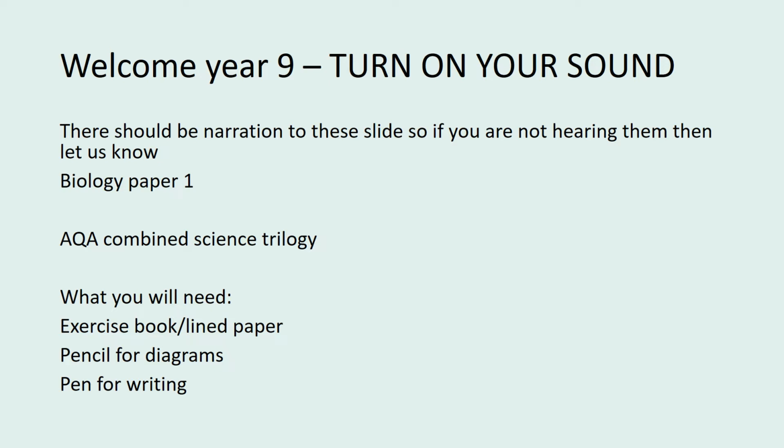So, as usual, hopefully you've got your sound on, otherwise you won't be able to hear my descriptions as we go through these slides together. Just a reminder, what we are currently studying is under the Biology Paper 1 of AQA Combined Science Trilogy. Things that you are going to need for this lesson, being the same in the other two as well, is your book or some lined paper, pencil for doing any diagrams, and a pen for writing.